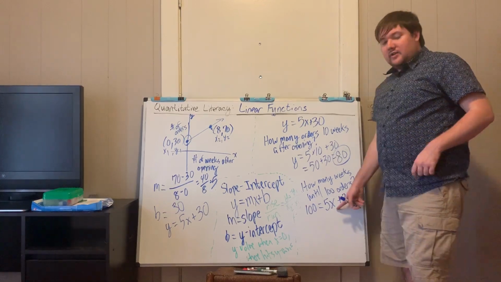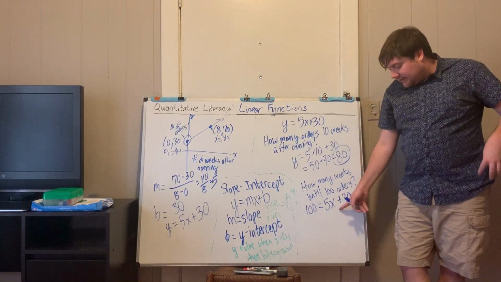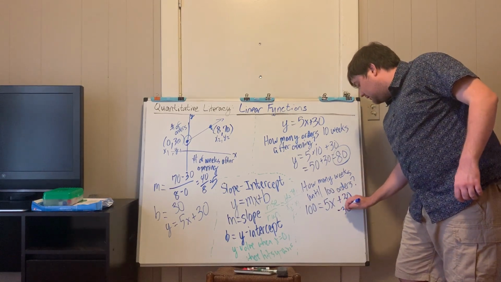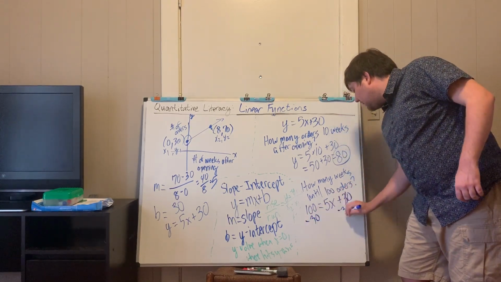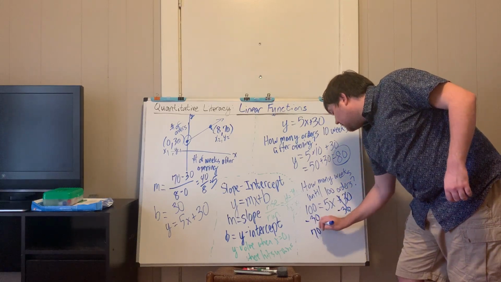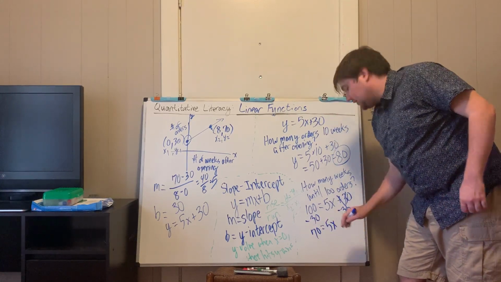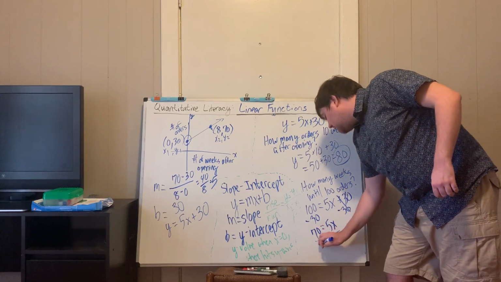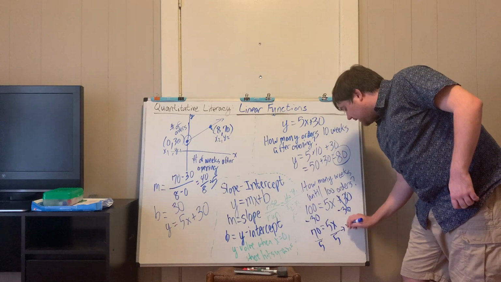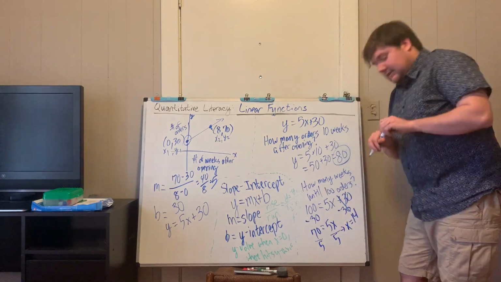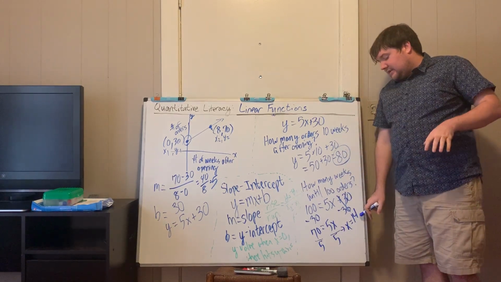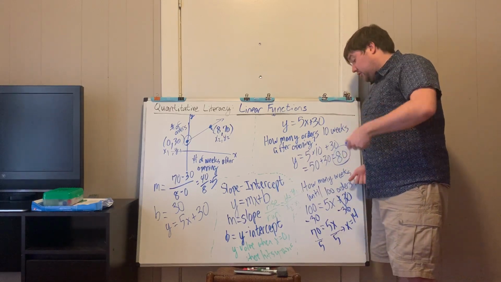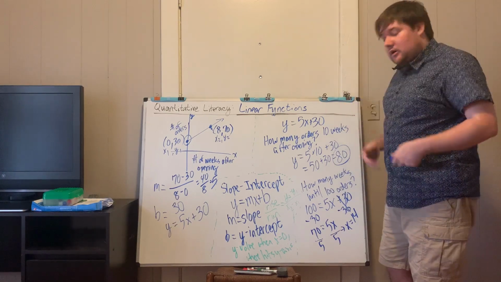Okay, we solve for x, which means we need to get x by itself. So we're going to move this 30 over first. So subtract 30 from both sides. We get 70 is 5x. And then we want x by itself, so we undo the multiplication with division and say that x is instead 14. So that means in 14 weeks after opening, we will reach 100 orders in that week.